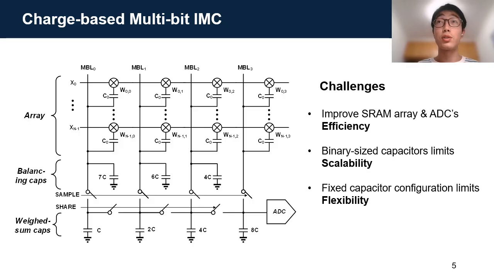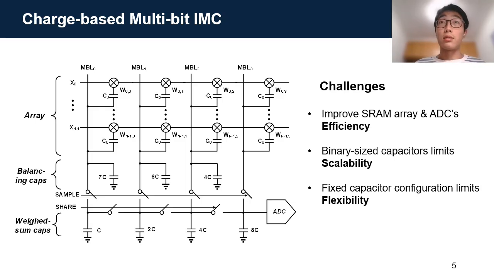Now, let's look at conventional design for charge-based in-memory computing with 4-bit weight precision. Array performs MAC operation of X input and W weight. The partial product is sampled on the unit capacitor C0 and accumulated on the MPhil line, which is further sampled on the binary sized capacitor, and it performs 4-bit weighted summation when the sharing switches are turned on. In the middle are the balancing capacitors.